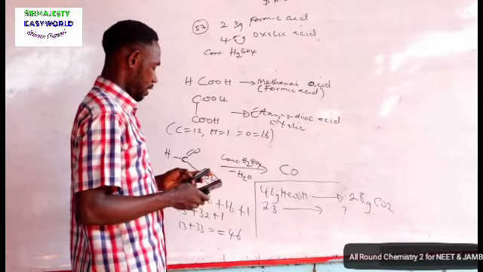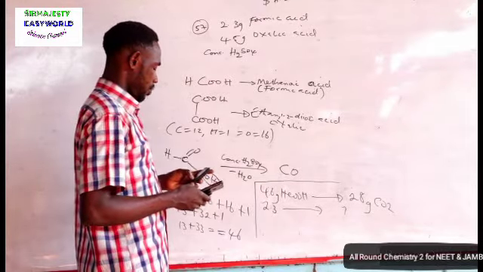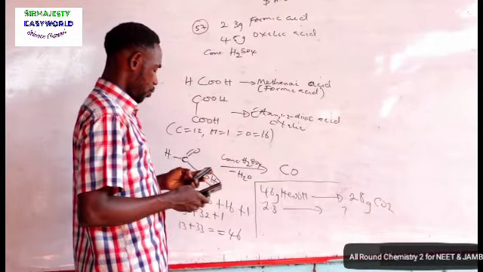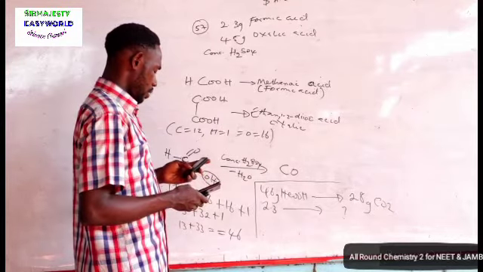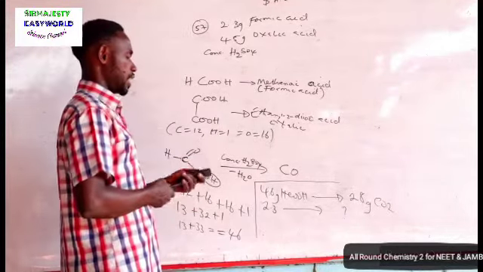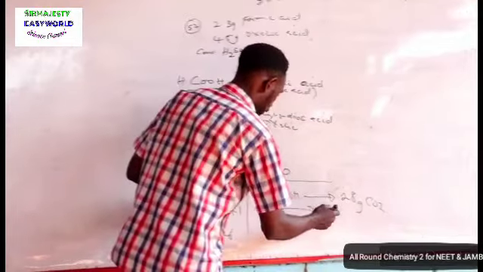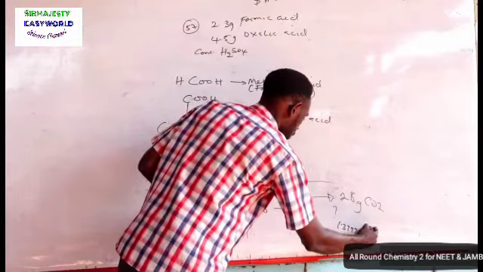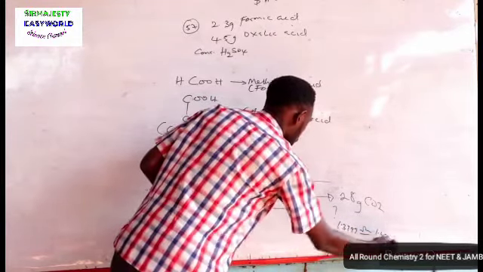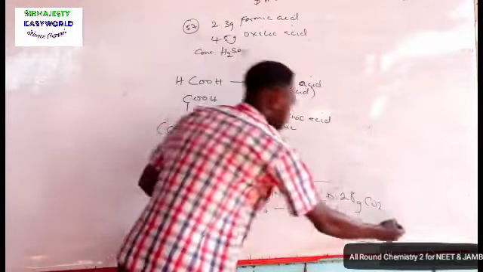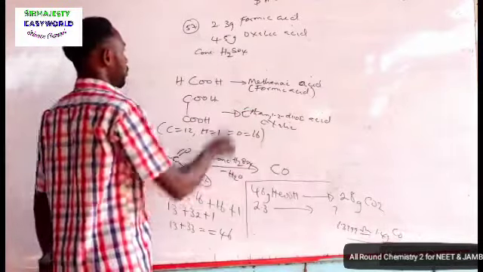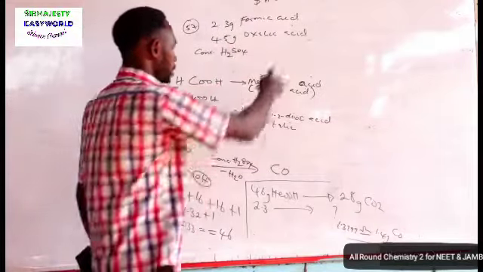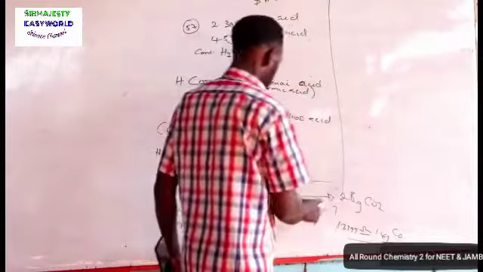So we have 28 divided by 46 times 2.3, which will give you 1.399, which is approximately 1.4 grams. So what we have is 1.4 grams of CO is the gas produced when you treat 2.3 grams of formic acid with conc H2SO4. This is our fact 1.